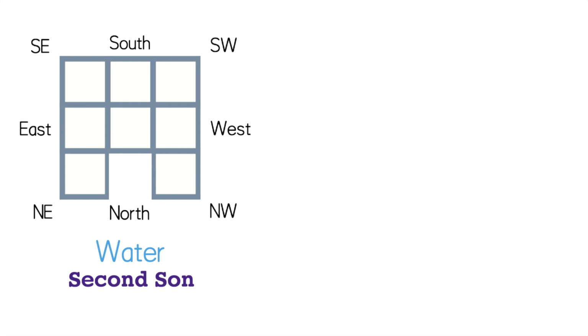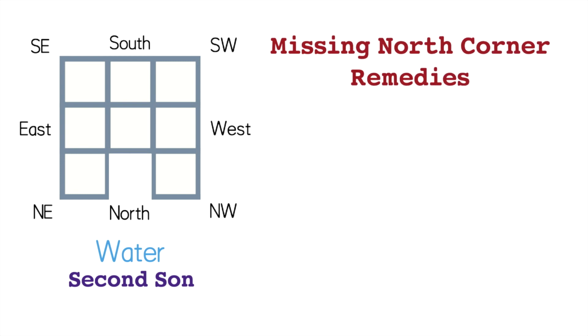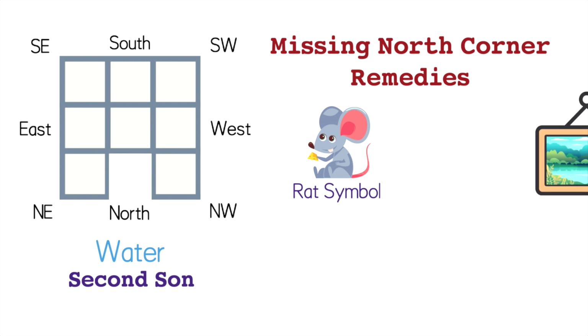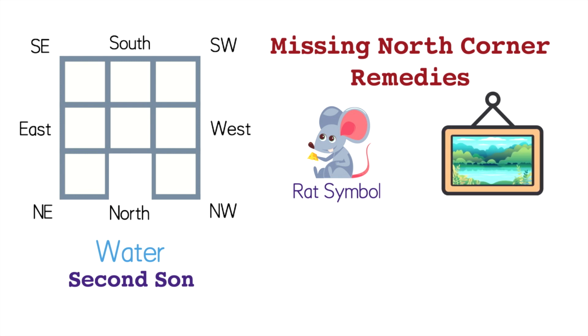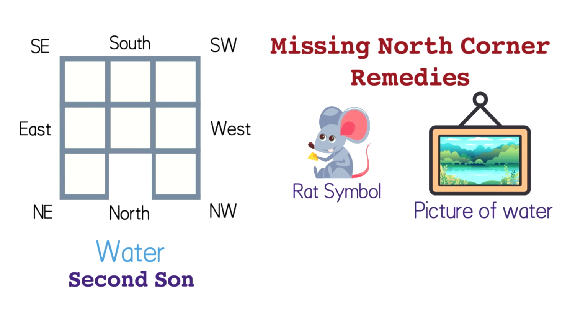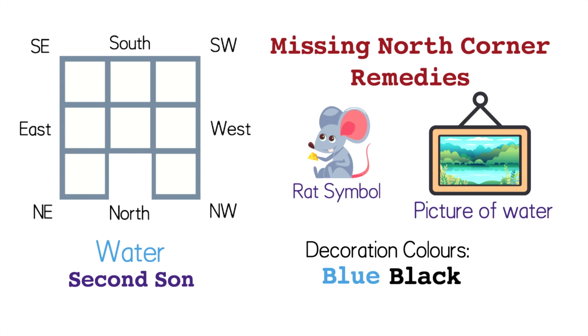A remedy for the missing north area is to place a rat symbol inside the house facing north. Since north belongs to the water element, you can also hang a picture of water in this direction. The decoration color to be used in this direction should be blue or black because both colors belong to water.